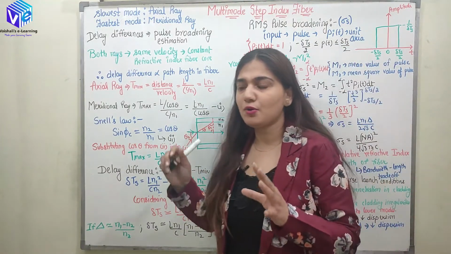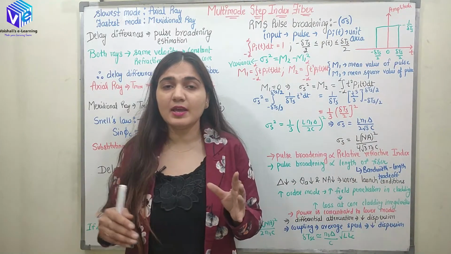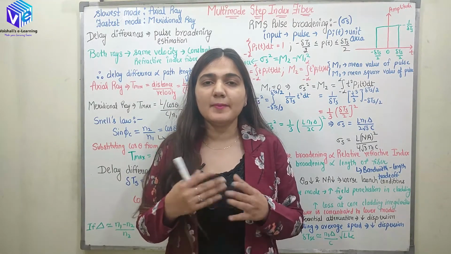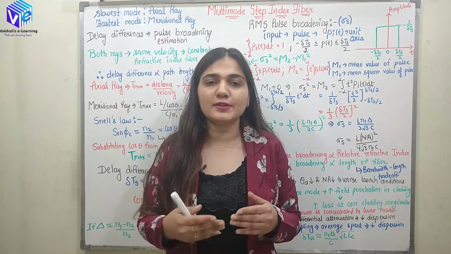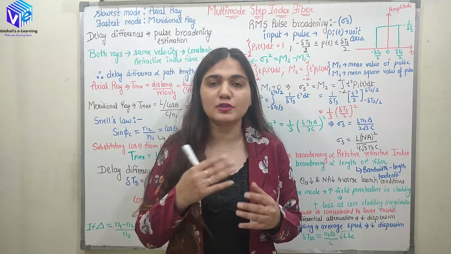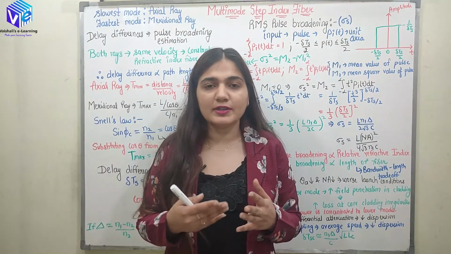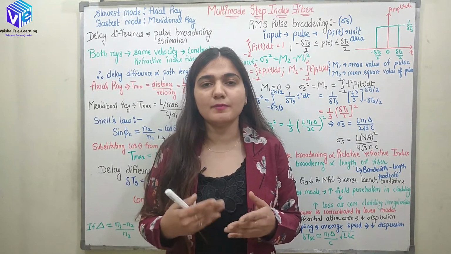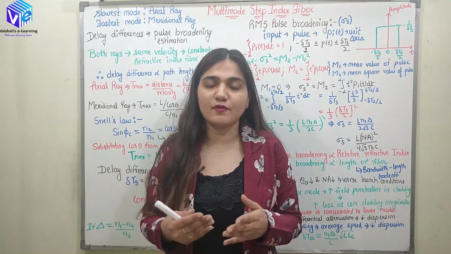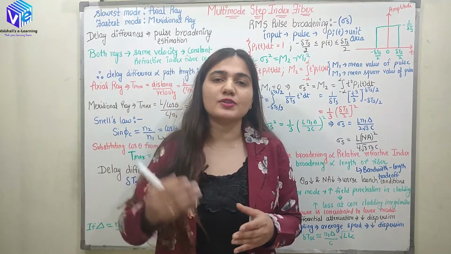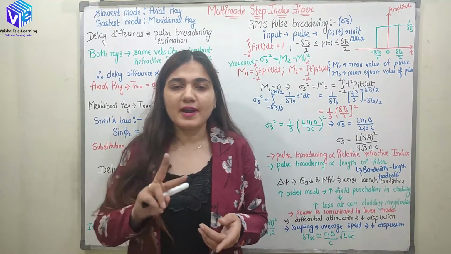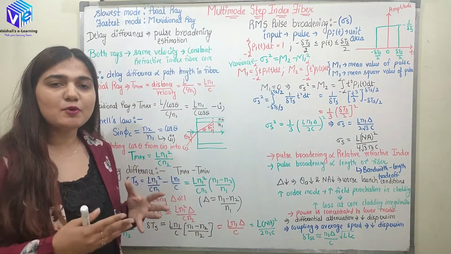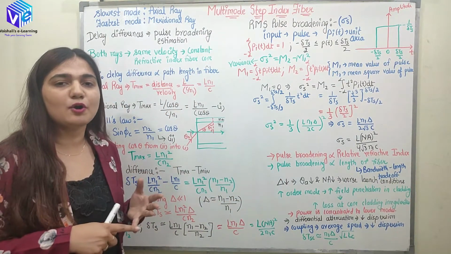We are going to find out the delay difference between the maximum time duration and the minimum time duration. The maximum time duration can be calculated for the slowest mode, or the slowest velocity, for the given pulse. The minimum time duration can be calculated for the fastest velocity. If I subtract both of them, I will get the delay difference, which is a very important parameter to calculate the broadening.